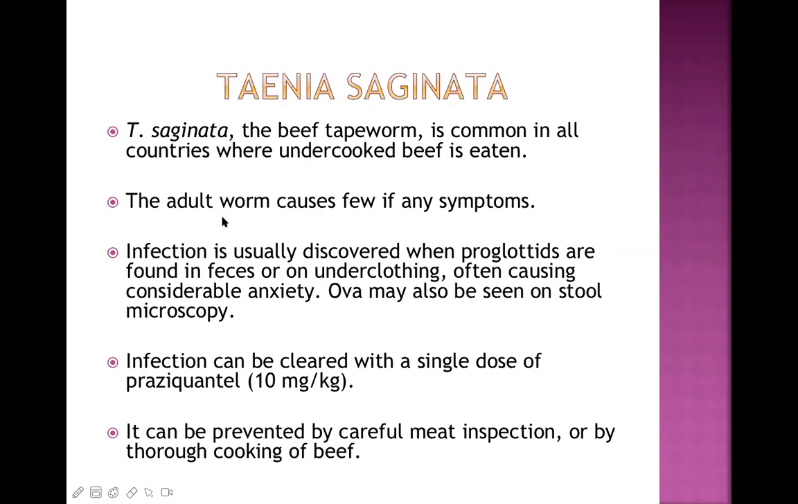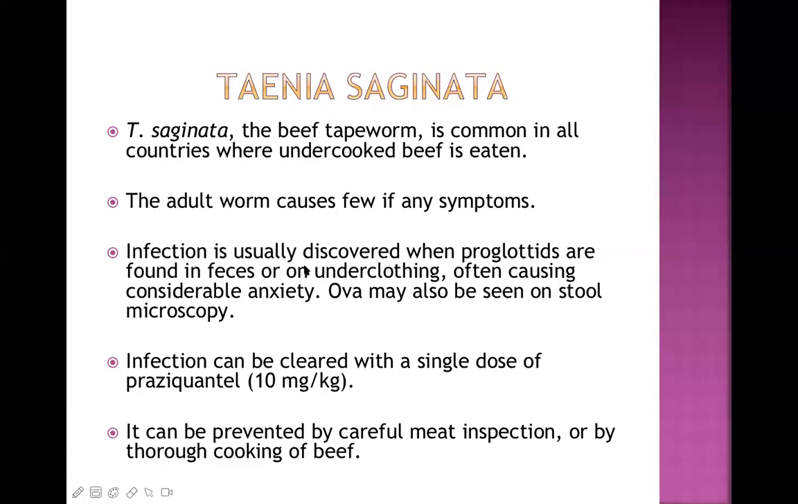The adult worm causes few, if any, symptoms. It doesn't cause many symptoms, unlike Taenia solium. I'll explain the reason why. In Taenia solium, it usually leads to cysticercosis and neurocysticercosis because of its special ability. But in the case of Taenia saginata, those things are not seen. That's why Taenia saginata is considered not that serious a type of infestation.